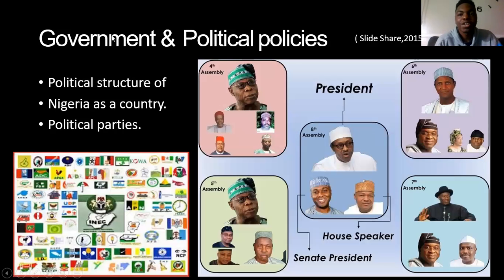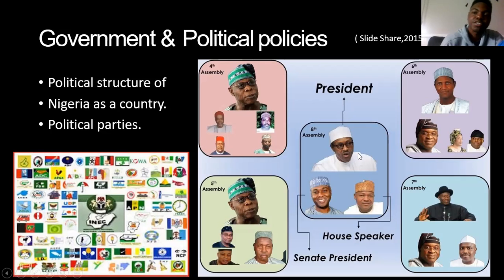We are now going to look at their government and political policies. We are going to be looking at the political structure of Nigeria as a country and the various political parties. Now, there are a lot of political parties here, some of which I don't even know, but one of the most famous ones are APC and PDP. Those are the two leading political parties in Nigeria now.